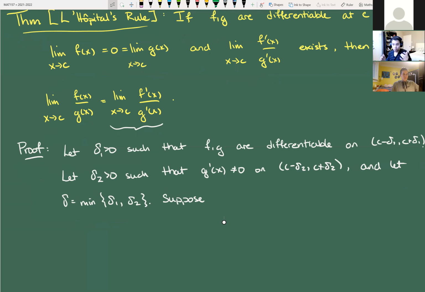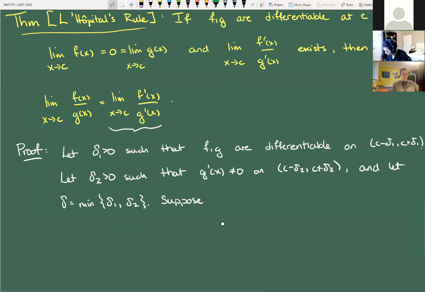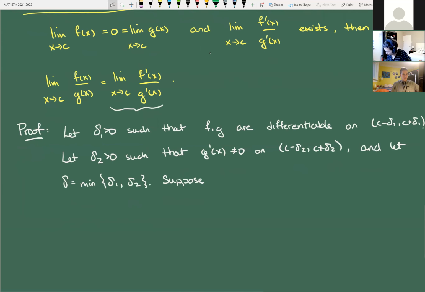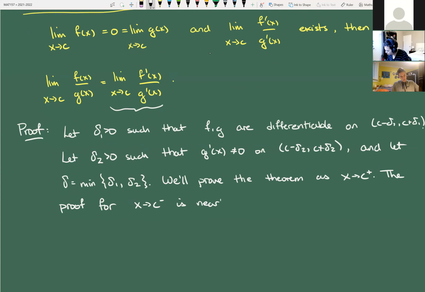And then first of all, we'll have one-sided versions of L'Hopital's rule, and the two of them combined will give us the two-sided version. Okay, so maybe let me say that first. So we're going to prove the theorem as x approaches c from the right. The proof for x approaches c from the left is nearly identical.